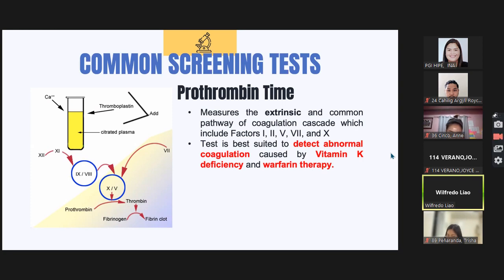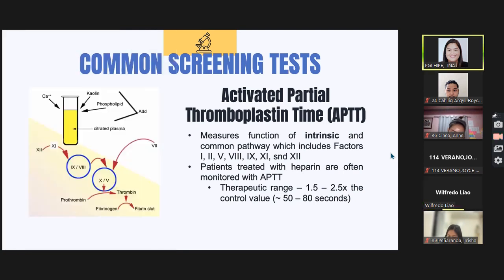For your intrinsic pathway, you have your factor 8, 9, 11, and 12. Because 1, 2, and 5 is a common pathway before you reach. And they need calcium. Calcium and vitamin K for this one. Okay. So next we will look at blood transfusion.